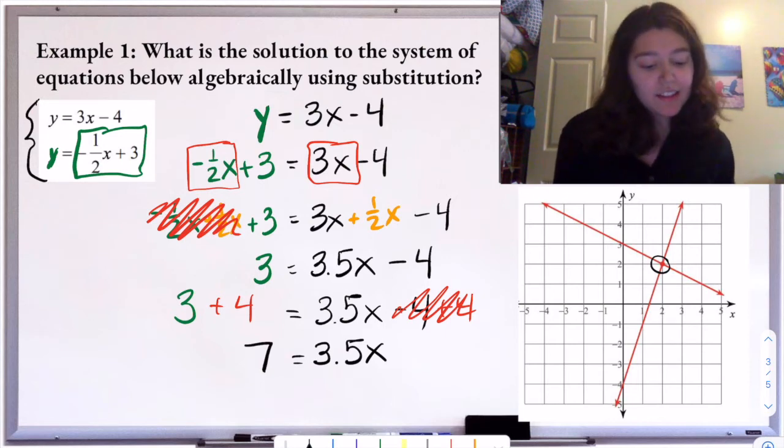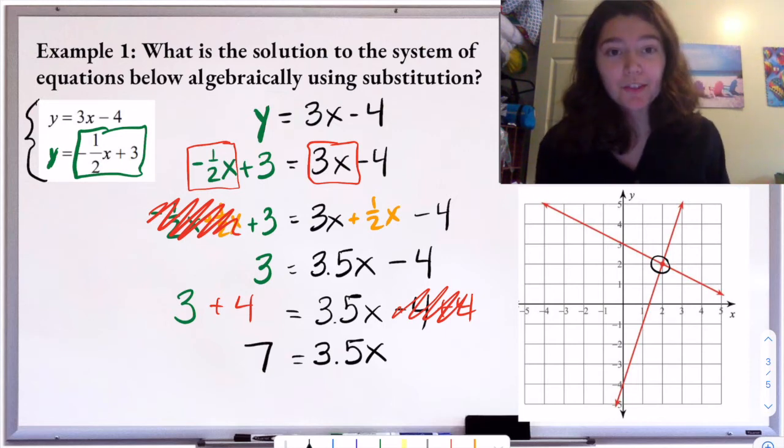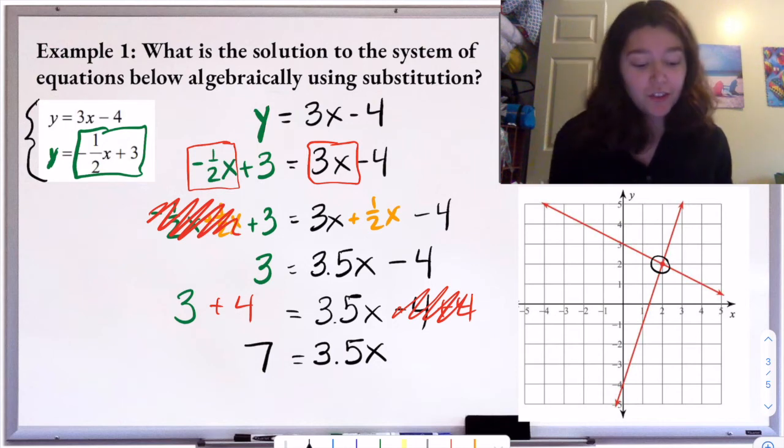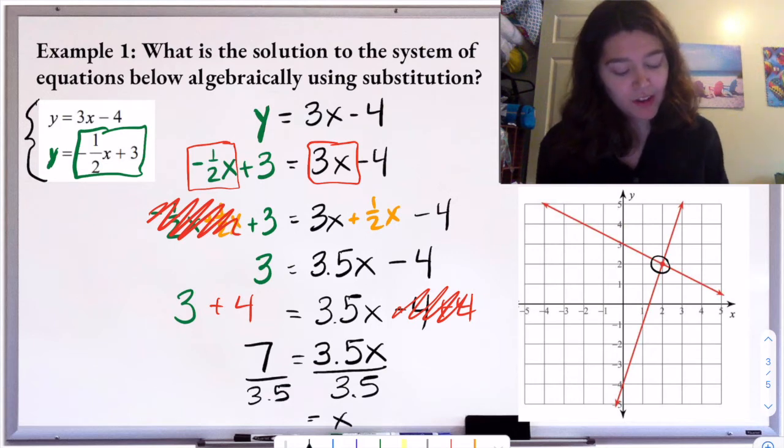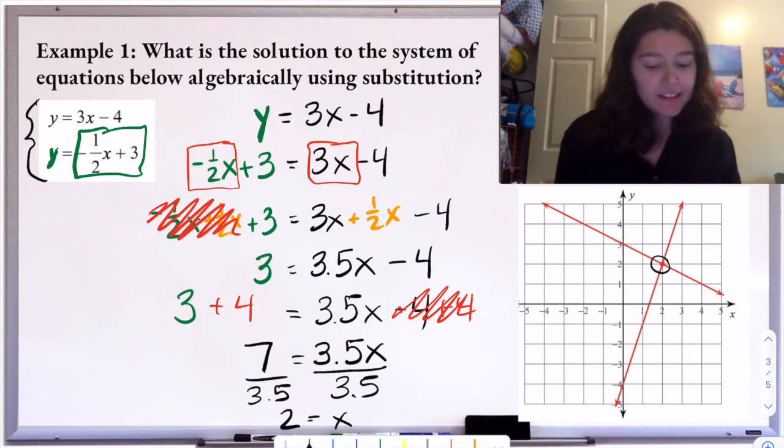And finally, x is currently being multiplied by 3.5. I'm going to undo that. I undo by dividing by 3.5, and 7 divided by 3.5 is 2. So I get x equals 2.